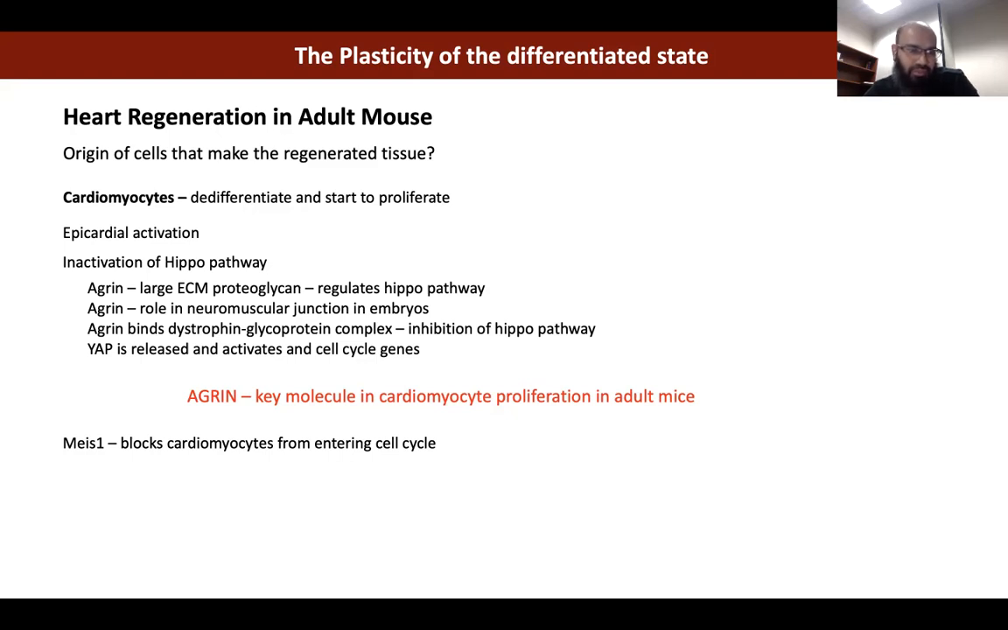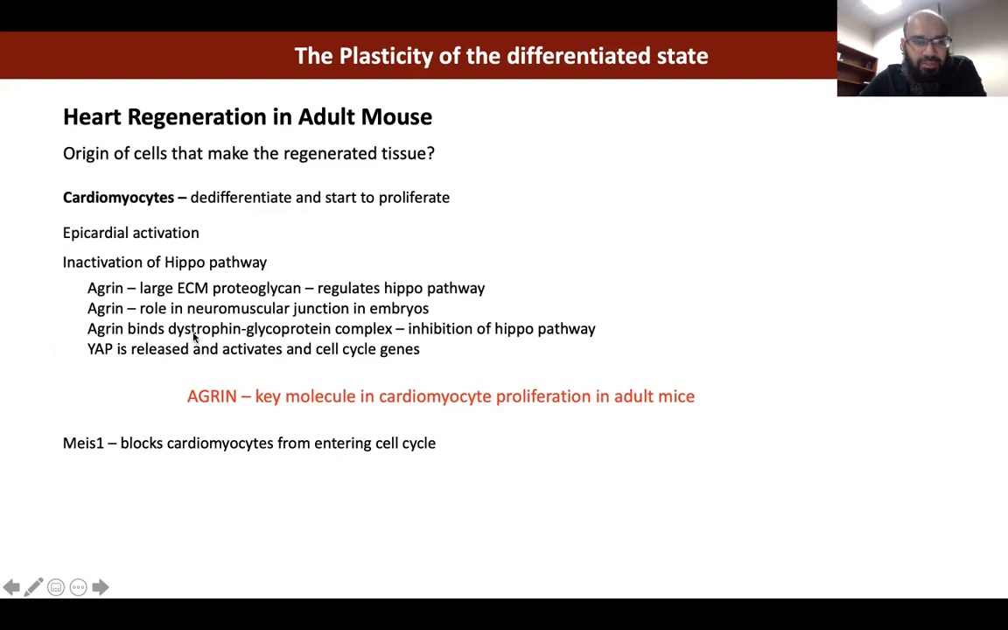So agrin has a role in the neuromuscular junction in embryos, but agrin is also found early; its expression goes down significantly after birth, but in those first 7 days, agrin is still present. And that's actually the main reason that agrin is a key molecule why the mouse cardiomyocytes can proliferate.